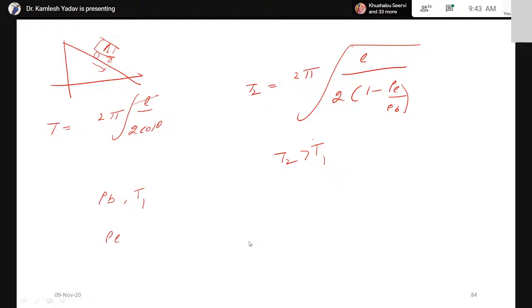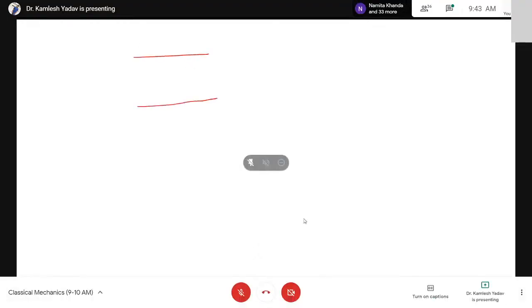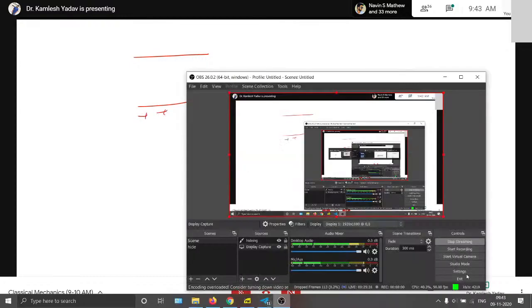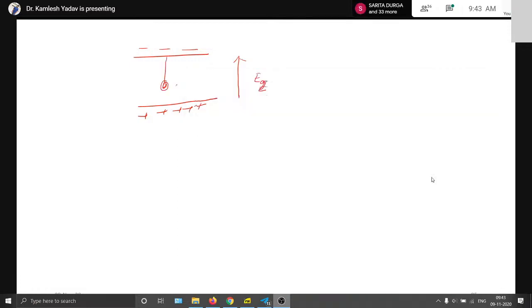Let us consider some other cases. Suppose this is a positive charge plate and this is a negative charge plate, and there is an electric field acting from positive to negative, upward. Sorry, this is the electric field acting on a pendulum. Let us consider we have a pendulum with a bob of mass m, and some charge is given to this bob, suppose positive Q.